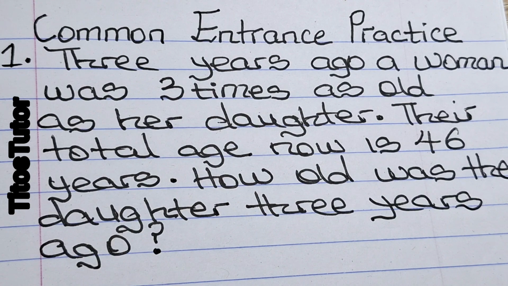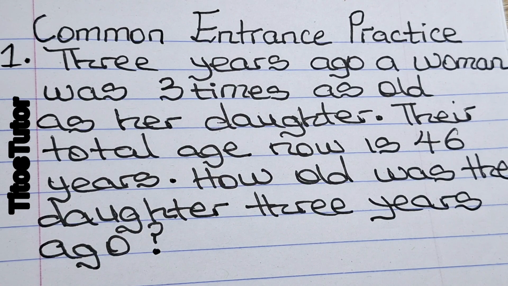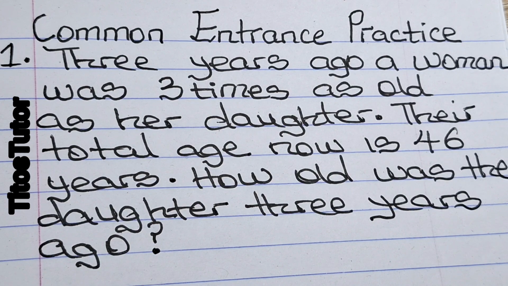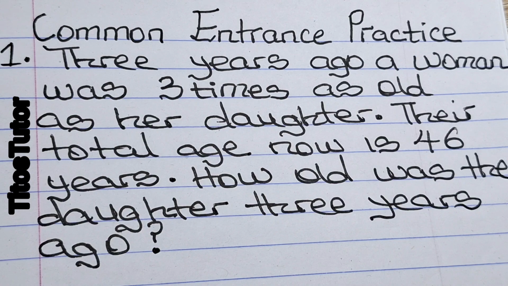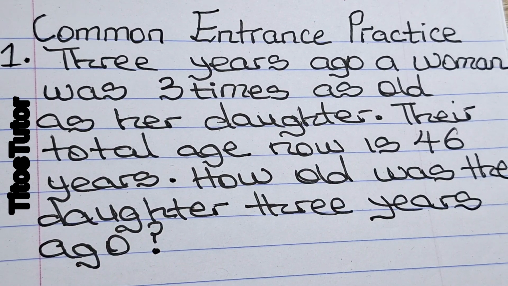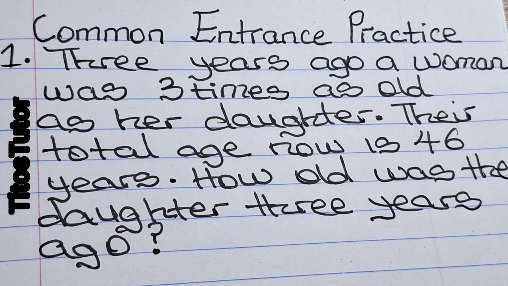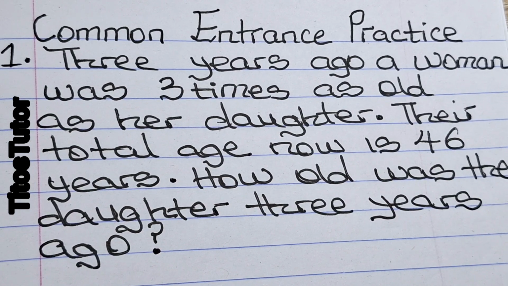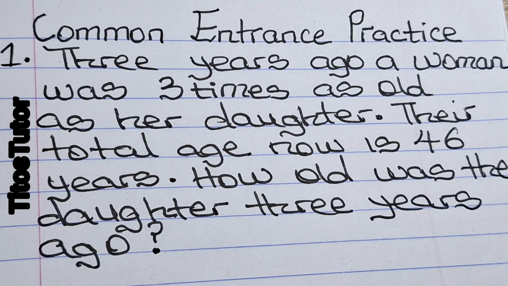First question. 3 years ago, a woman was 3 times as old as her daughter. Their total age now is 46 years. How old was the daughter 3 years ago? So, to solve a question like this, you must start with both ages 3 years ago.